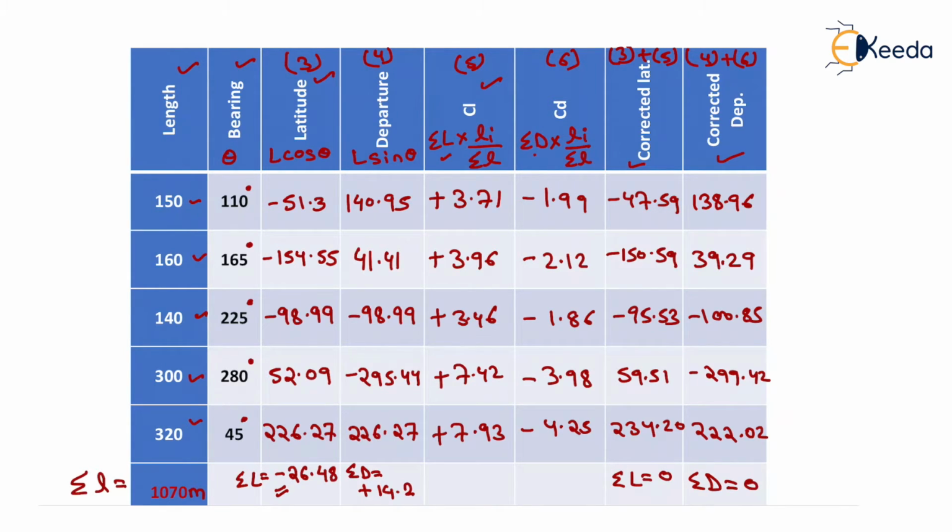So we have corrected all the latitudes and all the departures according to the Bowditch method, which is shown in this table. Now we have to find the value of closing error for this question. The net sum of latitude before correction will be equal to minus 26.48 and the net sum of departure will be equal to plus 14.2.